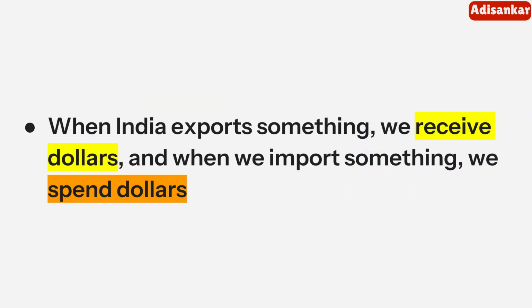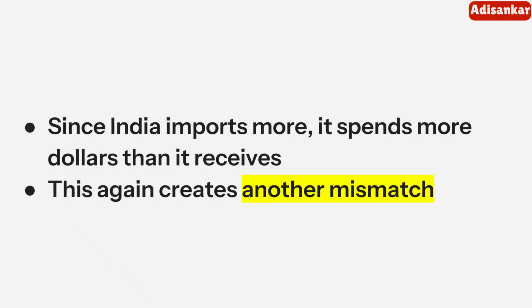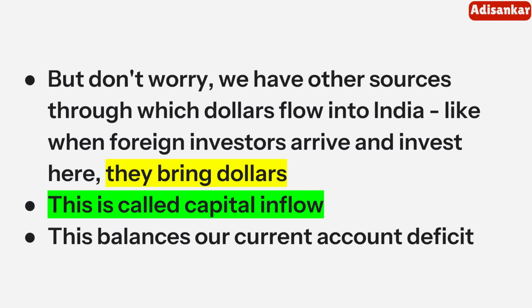When India exports something, we receive dollars, and when we import something, we spend dollars. Since India imports more, it spends more dollars than it receives. This again creates another mismatch, but no need to worry because we have other sources other than the trade through which dollar flows into India. Like when foreign investors arrive and invest here, they bring dollars. This is known as capital account surplus or capital inflow. This balances our current account deficit.